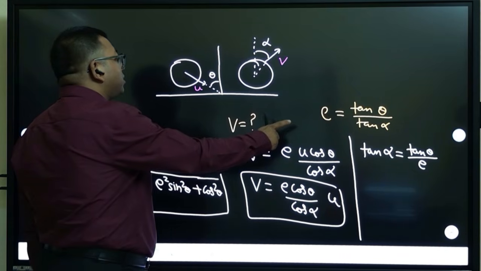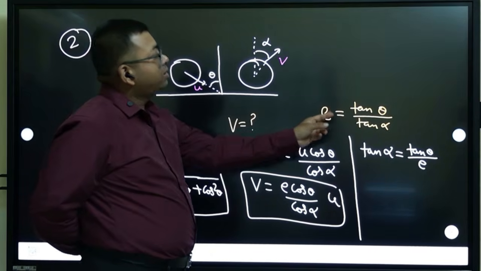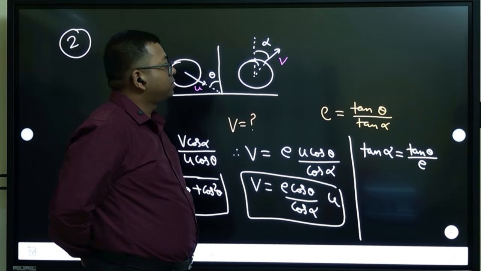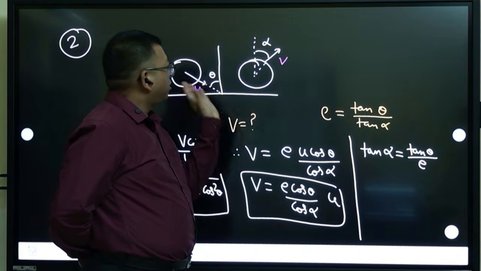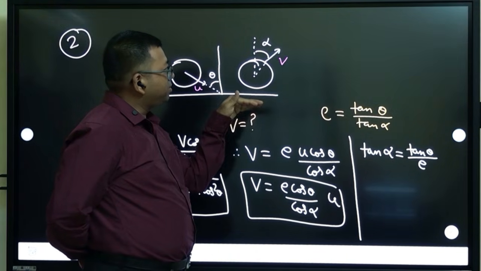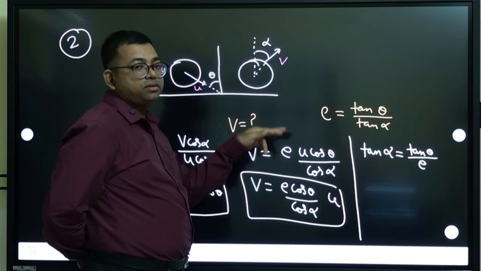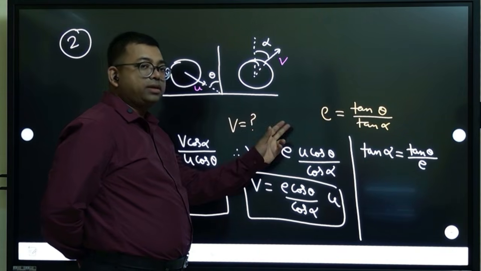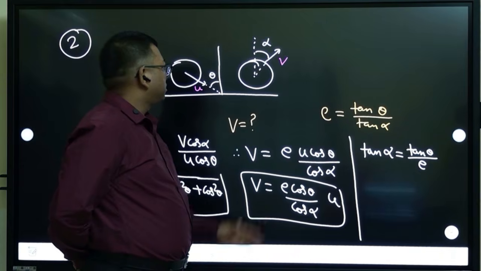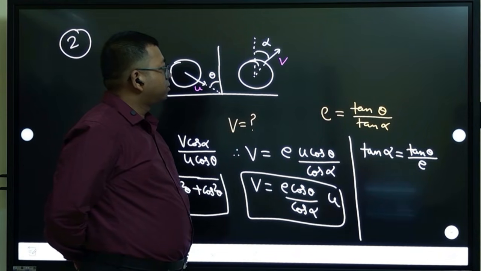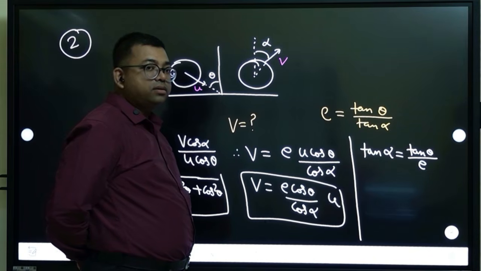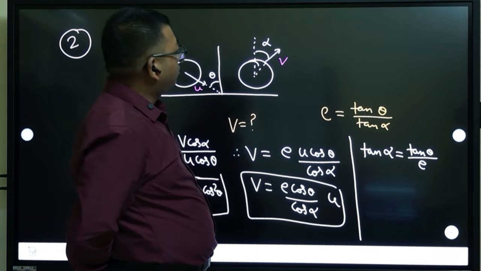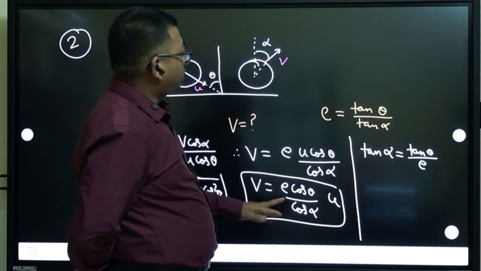Are you writing this formula correctly? You check and tell me, is this correct? Is tan of initial angle tan alpha by tan beta or tan beta by tan alpha? Take your notes and tell me. So from here tan alpha becomes tan theta by E.